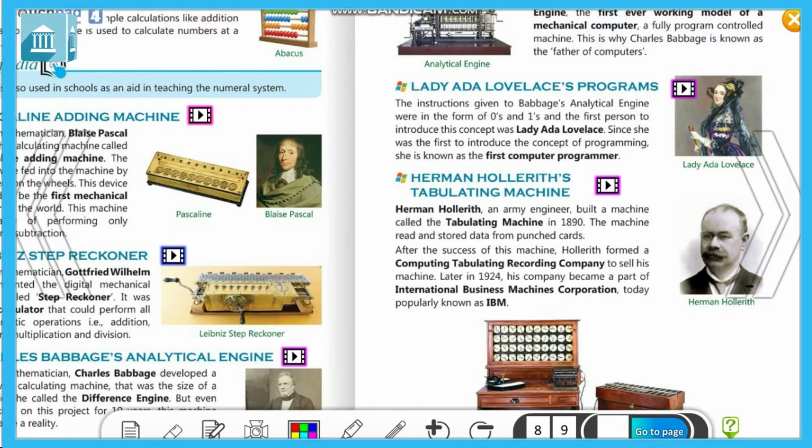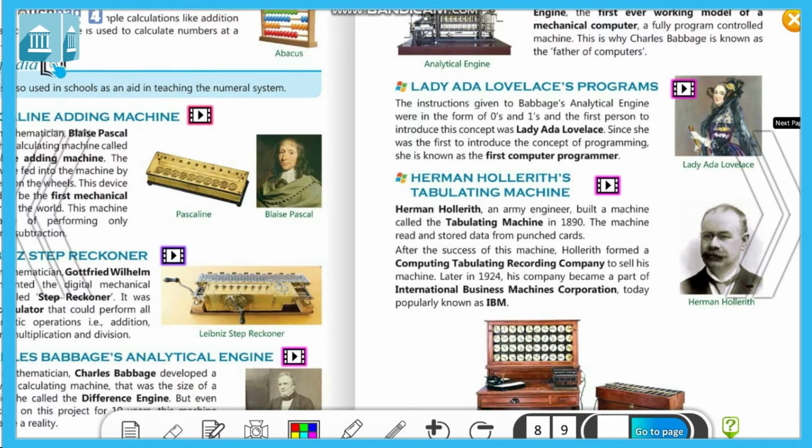So IBM is a well-known computer selling company. Even to this date, IBM is a very well-known company. Okay, and what is the full form of IBM? International Business Machines Corporation.